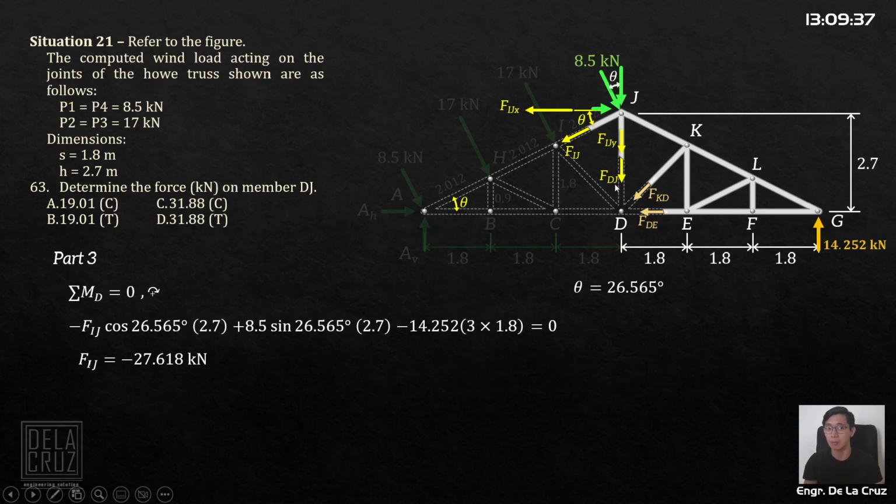Ngayon, dito tayo sa DJ. Ito yung gusto natin makuha. How to solve this one? Ang gagawin ko naman, dito na ako mag-cut. I-cut ko tong tatlong members. Kasi ang hirap dito, considering this section, ang raming unknowns. Pero madali makuha si IJ pag dito tayo nag-cut. For this DJ, i-cut ko siya dito.